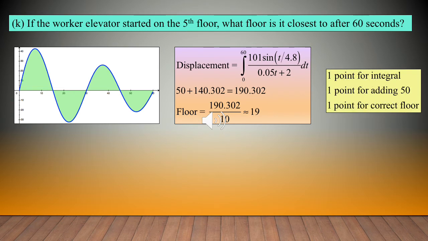For grading, 1 point is given for the integral, 1 point for adding 50, and then 1 point for the correct floor, 19.